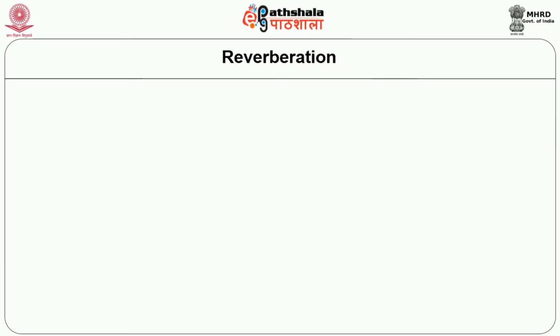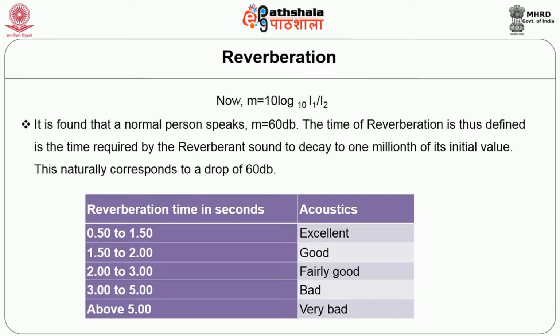Now, m is equal to 10 log10 (I1 divided by I2). It is found that when a normal person speaks, the m value is equal to 60 decibel. The time of reverberation is thus defined as the time required by the reverberant sound to decay to one millionth of its initial value. This naturally corresponds to a drop of 60 decibel.